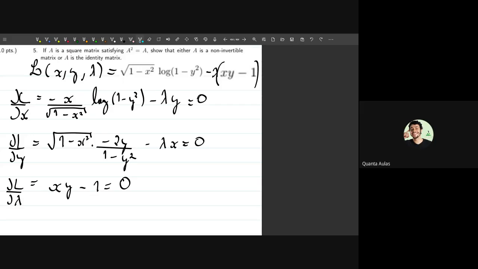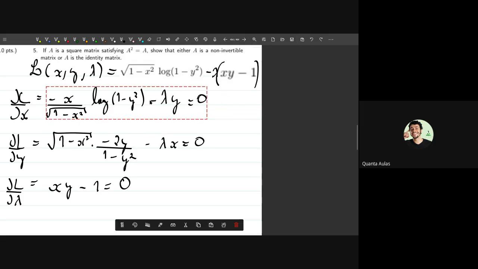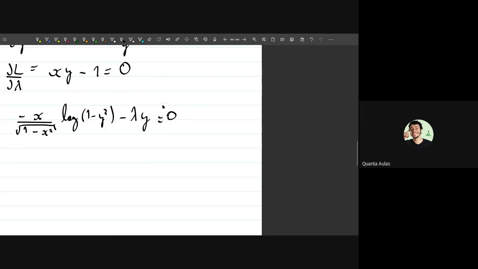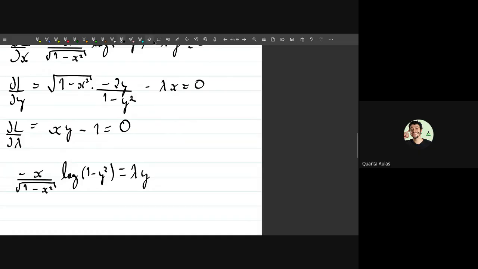This is very hard because we have two hard equations with problems like log and square root. But we have a new variable to help us, the lambda. So we can start our strategy using the lambda. For example, I can copy this and I will erase this and put the equal sign here, and I will do the same thing here.